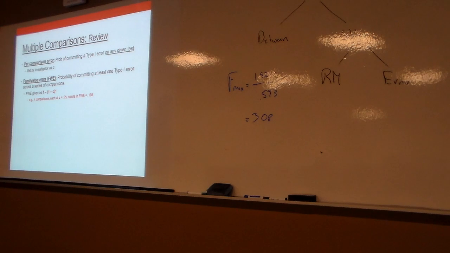This is different from your family-wise error, which is the probability of committing at least one type 1 error across a series of comparisons. We calculate this as 1 minus (1 minus your alpha level) to the C power, C being the number of comparisons you're making. So for 4 comparisons at alpha equal 0.05, the likelihood of making at least one type 1 error within that set isn't 0.05 for each one. The likelihood of making a type 1 error at least somewhere in that set of comparisons is much higher.